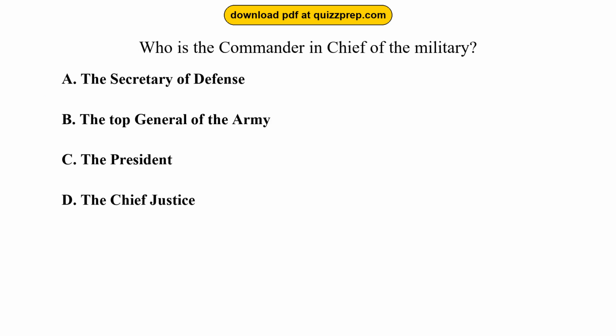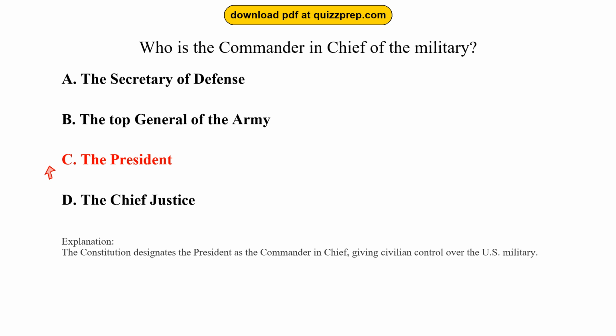Question 3. Who is the Commander-in-Chief of the military? Option A. The Secretary of Defense. Option B. The Top General of the Army. Option C. The President. Option D. The Chief Justice. The correct answer is option C, the President. The Constitution designates the President as the Commander-in-Chief, giving civilian control over the U.S.